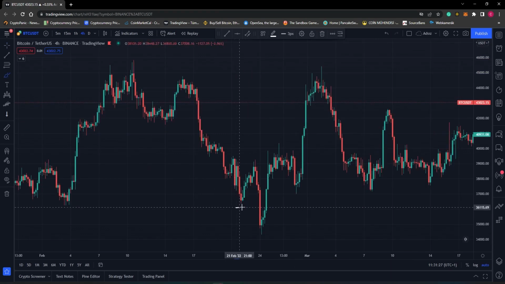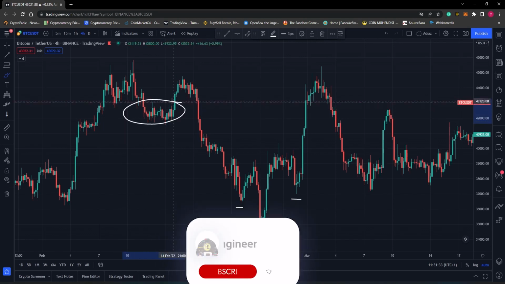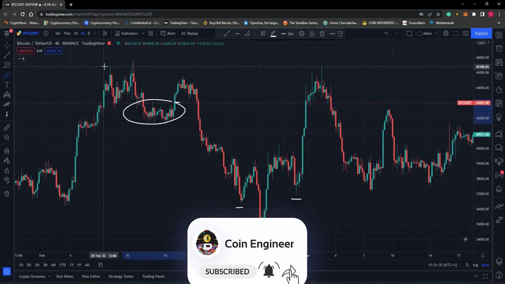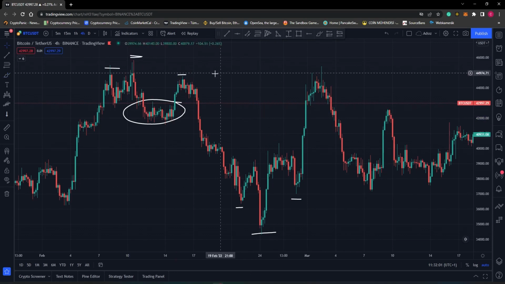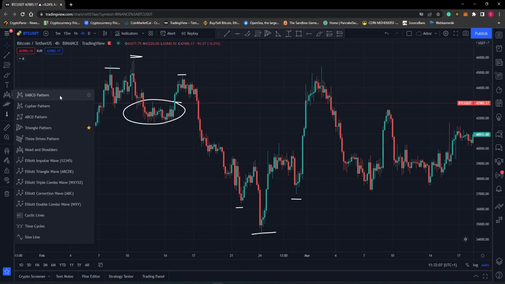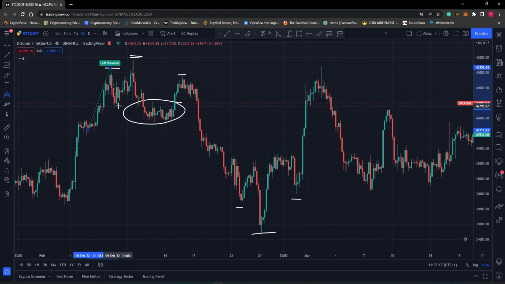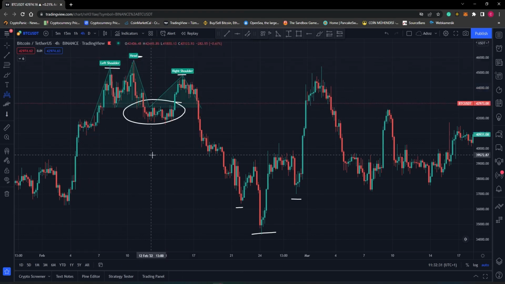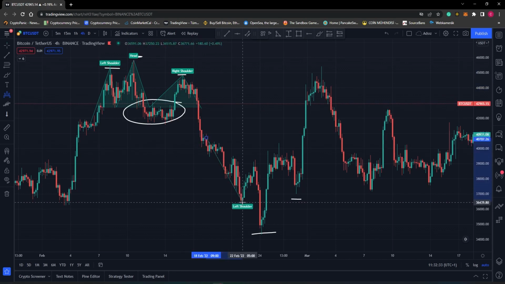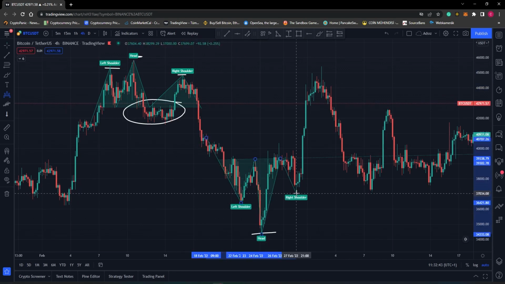We have one reverse head and shoulders pattern in here, and not perfect because of this part, but we have a head and shoulders pattern in this area as well. You can draw the head and shoulders pattern from the patterns toolbar at the left side. As you can see, we have lots of patterns in here and we have the head and shoulders right there. Let's form our left shoulder. It's our left shoulder, our head, and our right shoulder right here. Also, we have our left shoulder here, our head, and our right shoulder.